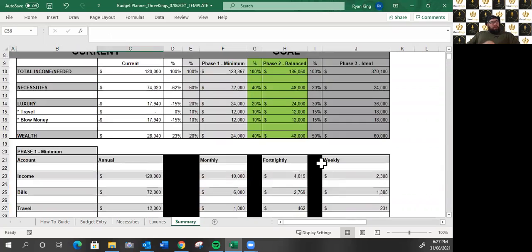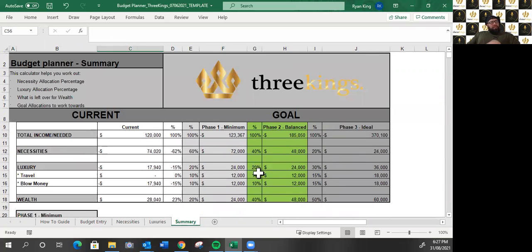Then we go through the summary tab, right? So what you can see here is on the left-hand column under the current, that shows us what we're currently sitting at percentage-wise. So 120,000 is our income after tax, and that's 100% of our income. And necessities is 74,000, which we're currently sitting at 62%. And our luxuries, which have no travel in them due to lockdown, are already at 15% or 17,940. And that leaves us with 28,000 or 23% to invest.